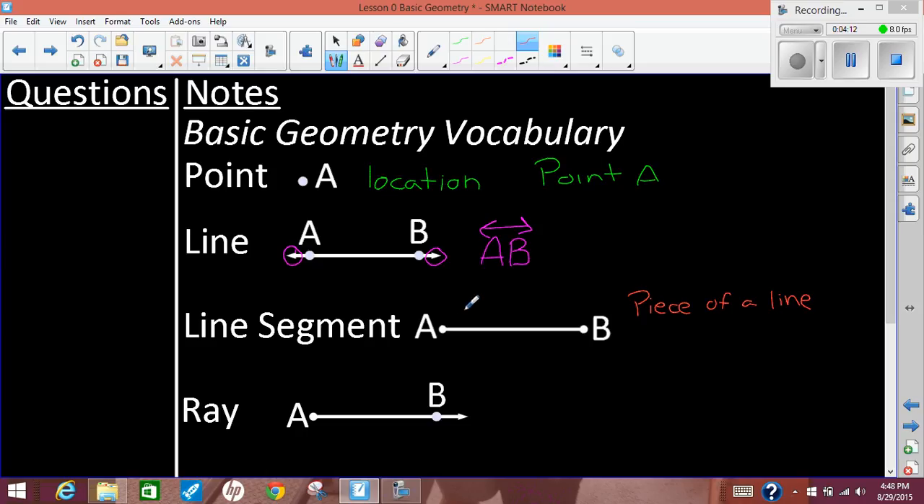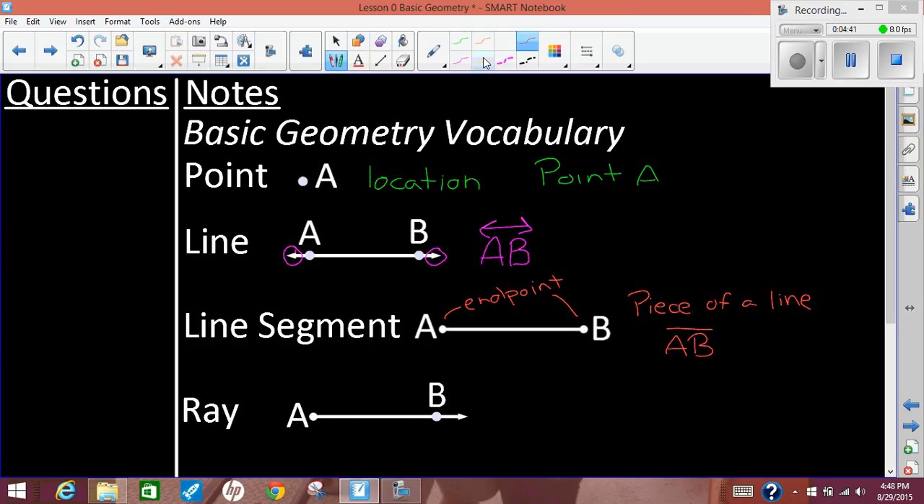It has 2 endpoints. Those are the points that are at each end. And we're going to name a segment by using those endpoints. So my points here are AB again, and I want to show you the difference between a line and a line segment. A line segment uses those capital letters. And then we have, we'll call it a line, but it has no arrows on the end. So the difference between a line and a line segment are the 2 arrows.